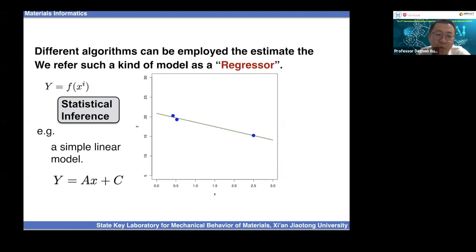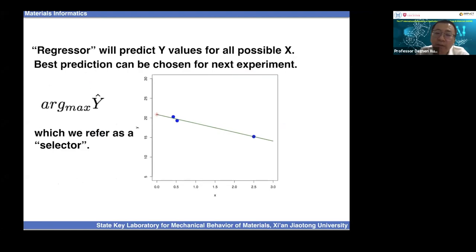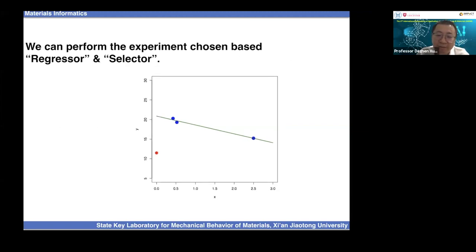The simplest regression model is the linear model. So we fit the three data points with a linear model. The green line is the linear model, and the points on the green line are the predictions of y. To decide which experiment to do next, we choose the one with the highest prediction. We refer to this argmax y as the selector. So we select the material with the highest predicted value. Then we do the experiment, but the result is not good, right? As the red dot shows.